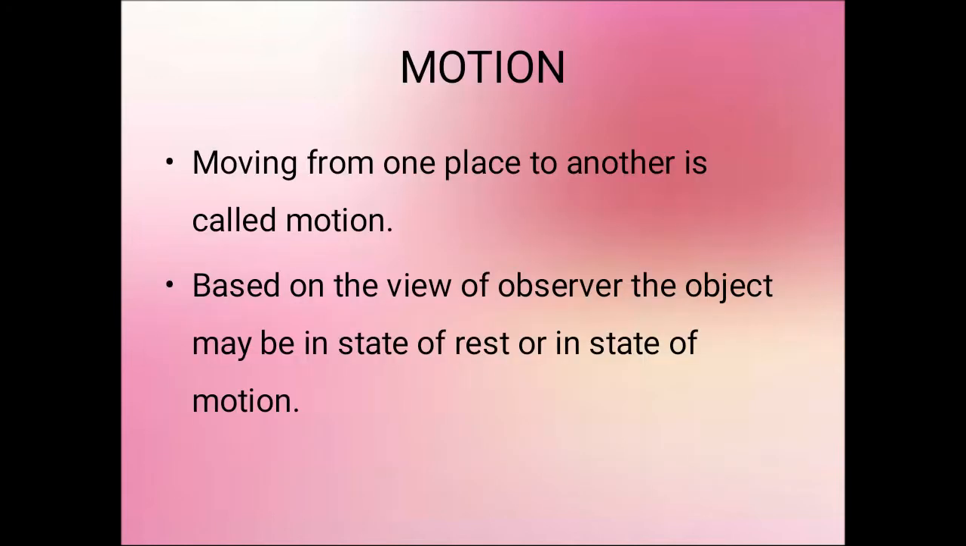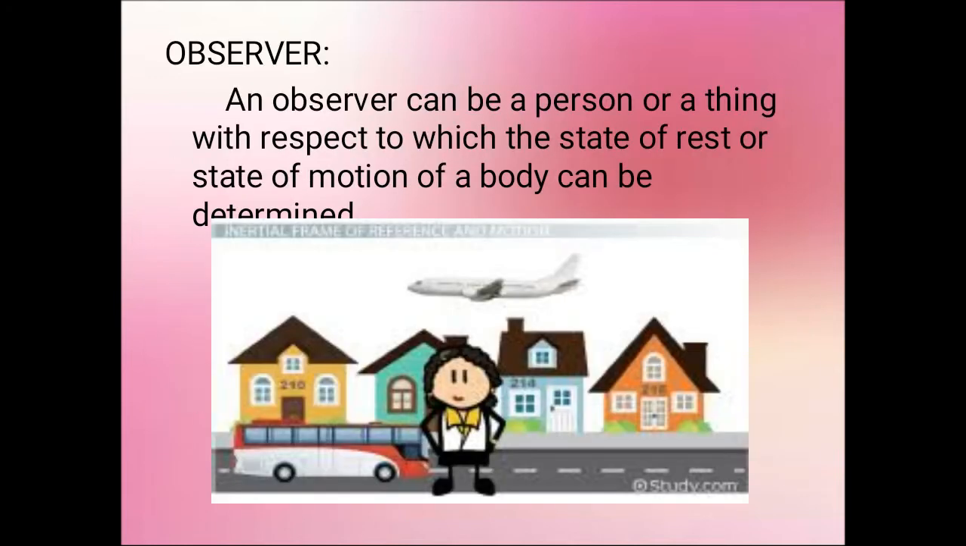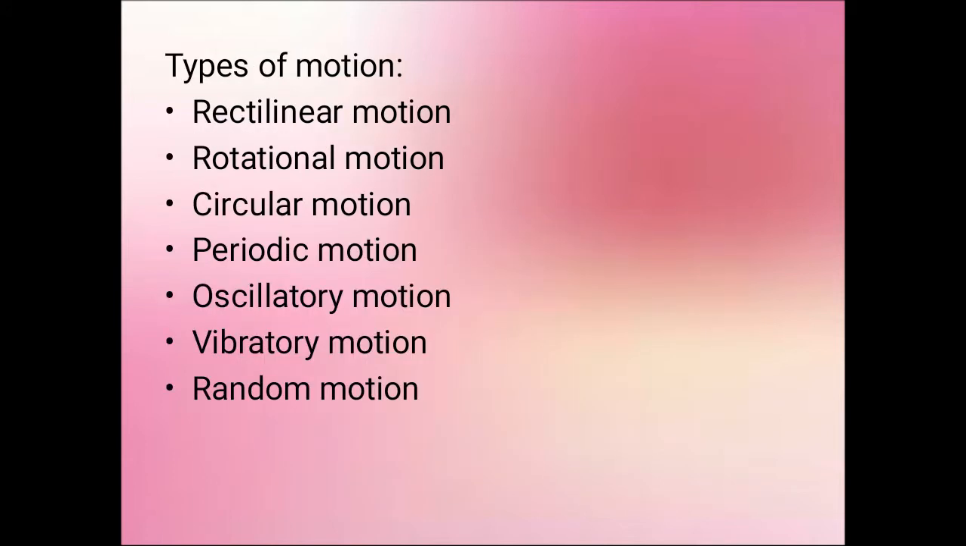Then we saw about motion, and according to the observer's view, what is rest and what is motion, like that we saw. Next, what are the types of motion? The different types of motions are rectilinear motion, rotational motion, circular motion, periodic motion, oscillatory motion, vibratory motion, and random motion.